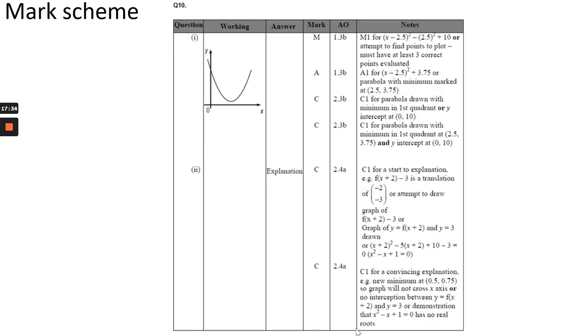Okay, so we've got the turning point, and it crosses the y-axis at (0, 10). You can see that there is no x-intercept because it never actually crosses the x-axis.